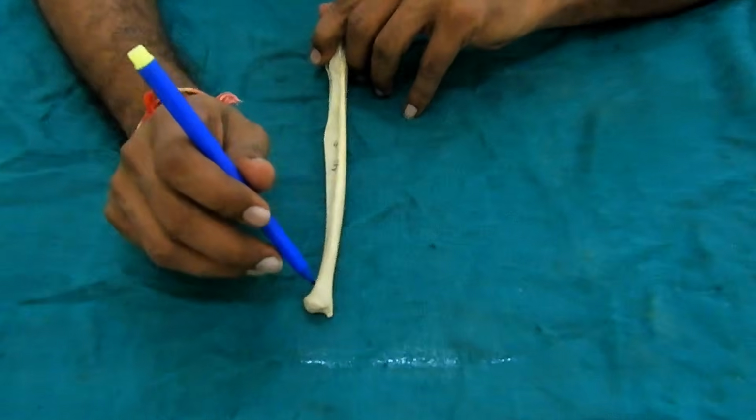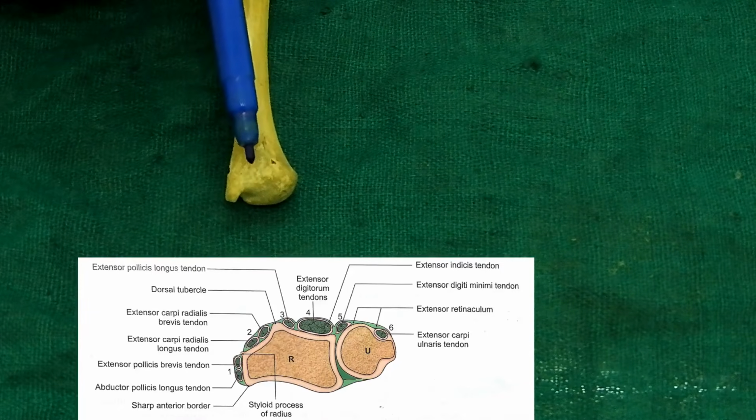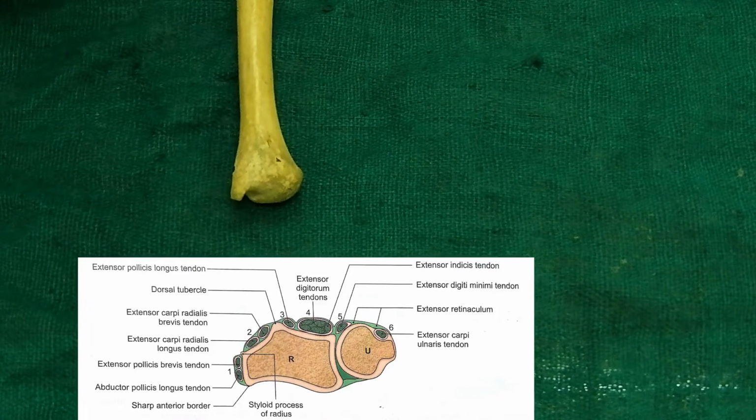The styloid process is directed posteromedially to the head of a ulna. Now, at the posterior part, between these two structures, between the head of ulna and the styloid process, you can see one groove. This groove will lodge the tendon of extensor carpi ulnaris.